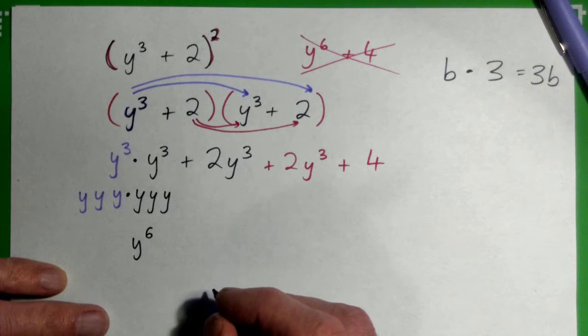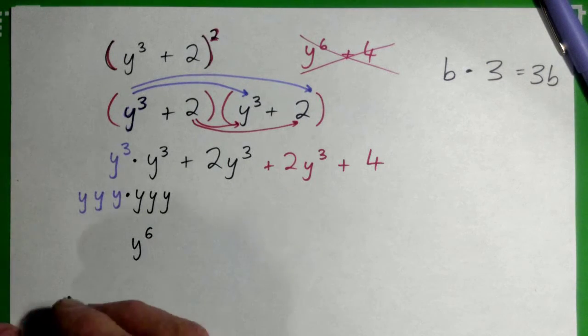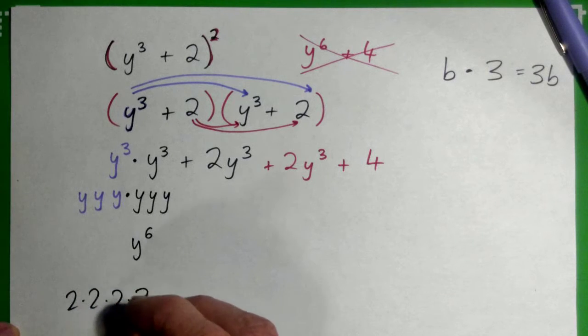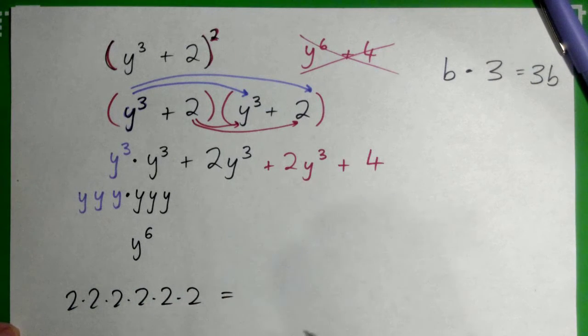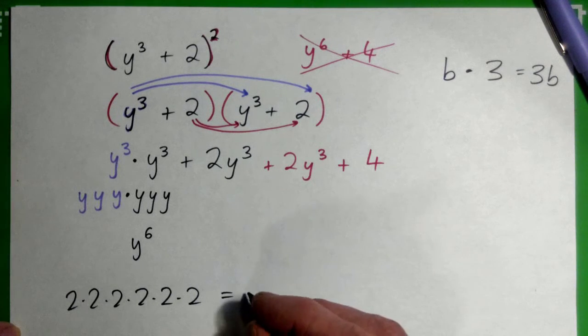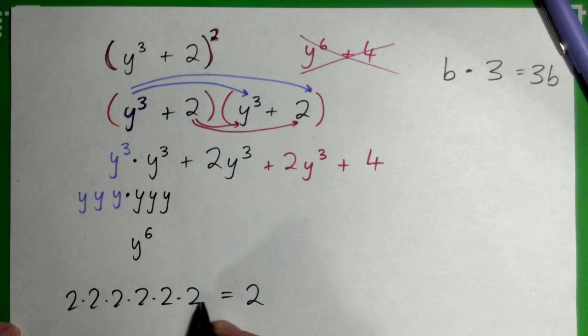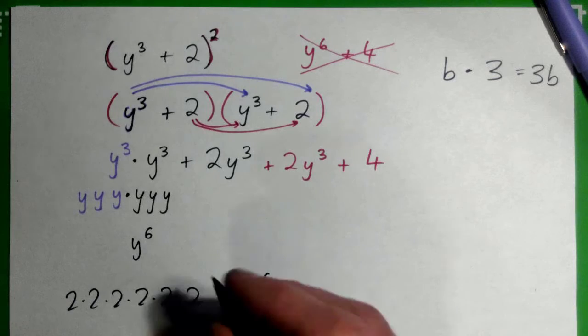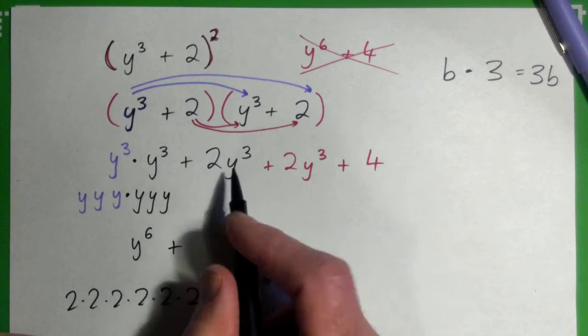Good. That's correct. It's kind of like having, if you had 2 times 2 times 2 times 2 times 2 times 2, that would be what? Yeah, there's 1, 2, 3, 4, 5, 6 of them, so 2 to the power of 6, right? Good. So we have y to the power of 6, and now what do we have next?